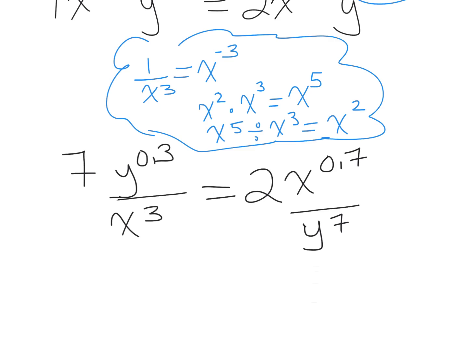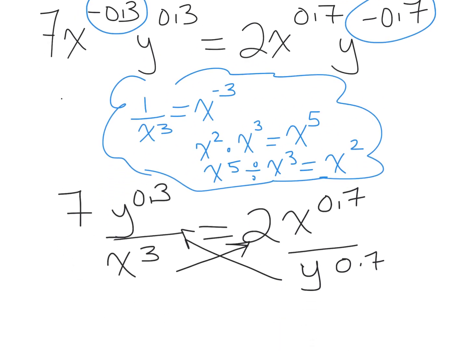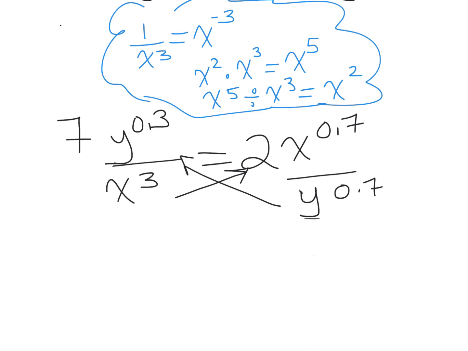What if we multiplied by x cubed, kind of cross multiplied, and we multiplied by y to the 0.7? Oh, sorry, y to the 0.7, not the 7th. Now let me just check to make sure that's right. Yes, okay, are we right?